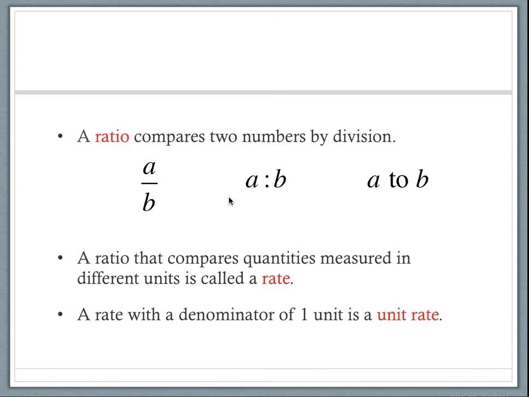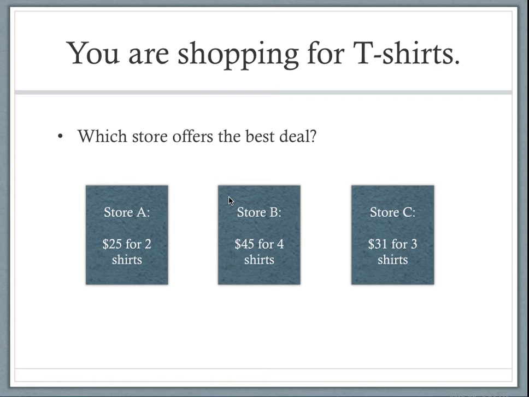A rate with a denominator of 1 is called a unit rate, which we use all the time. Price per can, price per gallon. Here we're shopping for t-shirts. Which store offers the best deal?